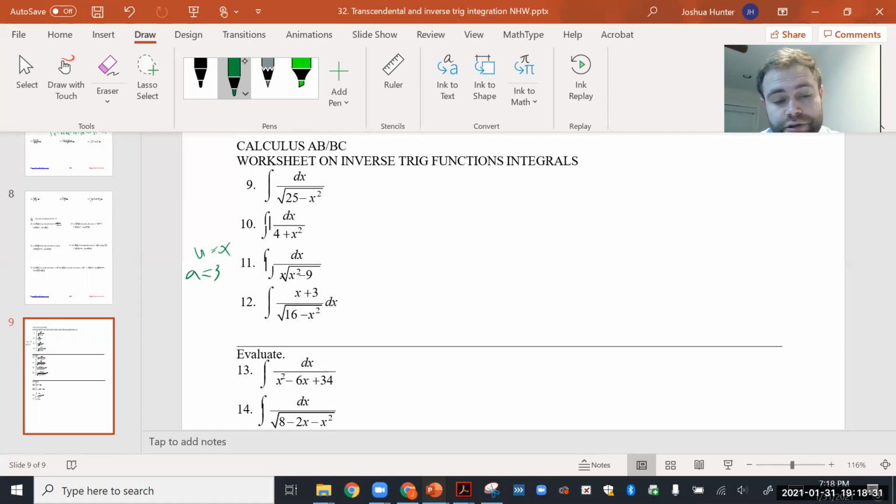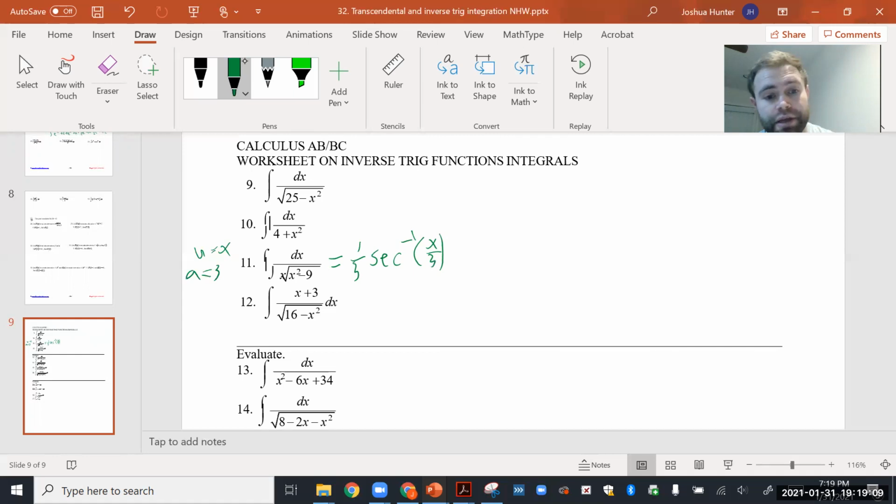I did give it to you wrong because inverse secant is also supposed to, just like inverse tangent, have a 1 over a in front. I forgot that because inverse secant is almost never used. So this one would end up becoming 1 over 3 secant inverse of x over 3. I forgot the 1 over 3 in last Thursday's video because inverse secant's almost never used.